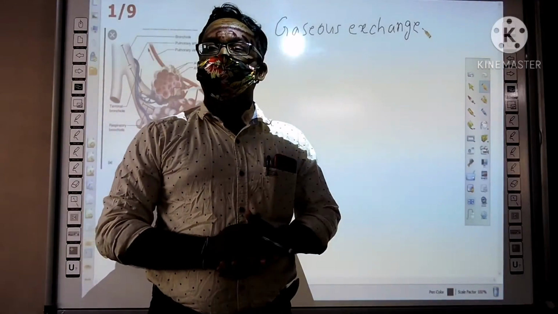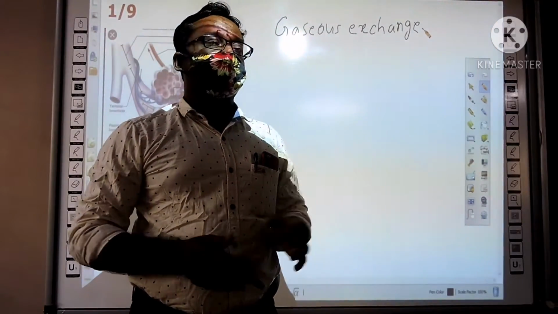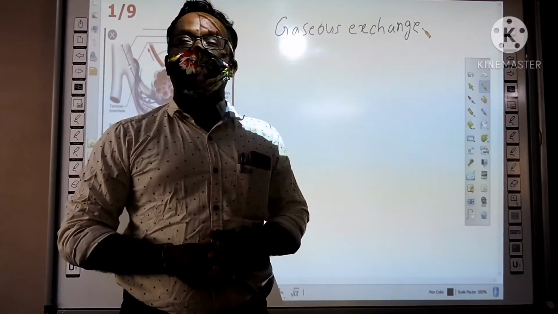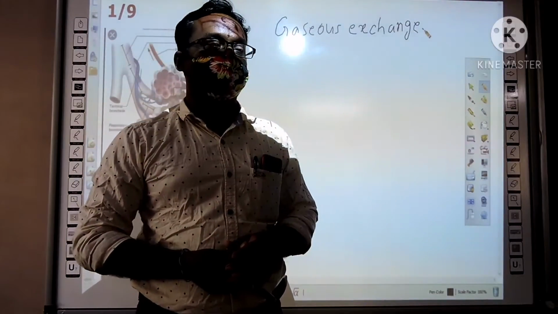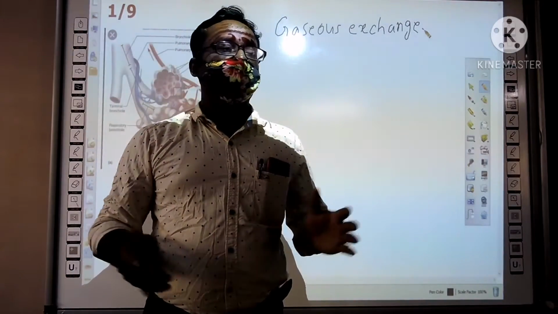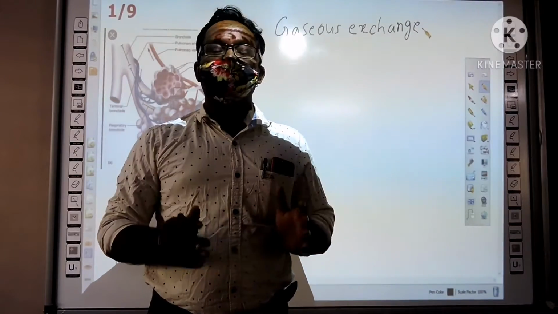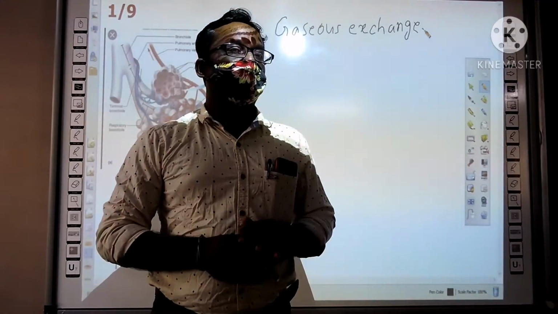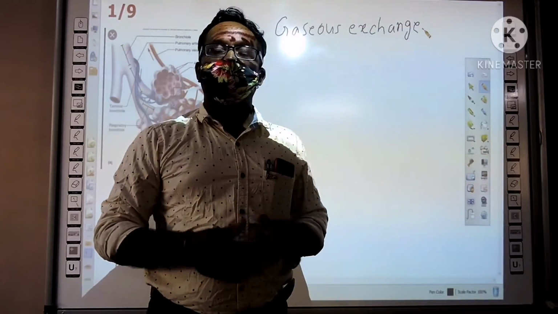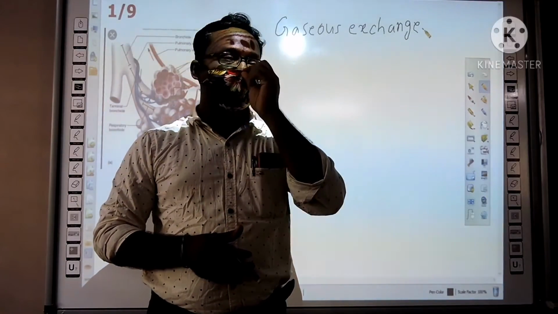Okay, everyone listen. In previous class you learned about how the air moves into the structural and functional unit of the lungs. Those are alveoli. So here we have to know how the gaseous exchange takes place between the alveoli and the blood. Before that, we have to know the structure of the alveoli.